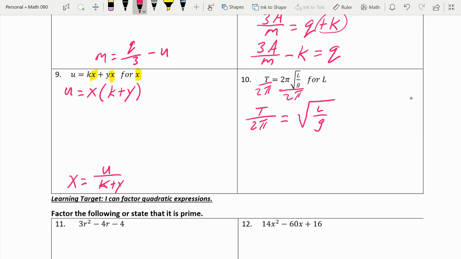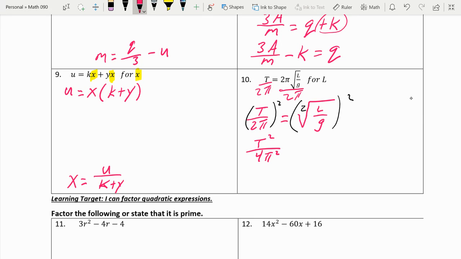And again, remember, how do we get rid of that square root? Think about there's a 2 there. I'm going to square both sides. So on the left side, I have t squared over 4 pi squared, because all I did was I squared each one of those individually.